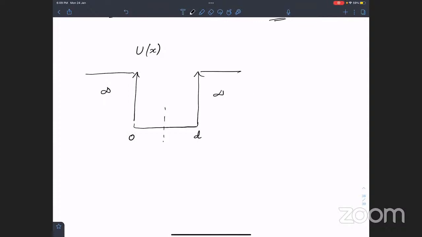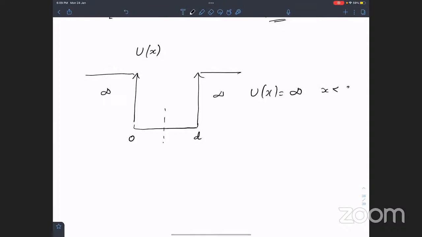Okay, so let me write it mathematically. So U of x is infinity for x less than or equal to 0. U of x is infinity for x larger than d. U of x is 0 for x between 0 and d.